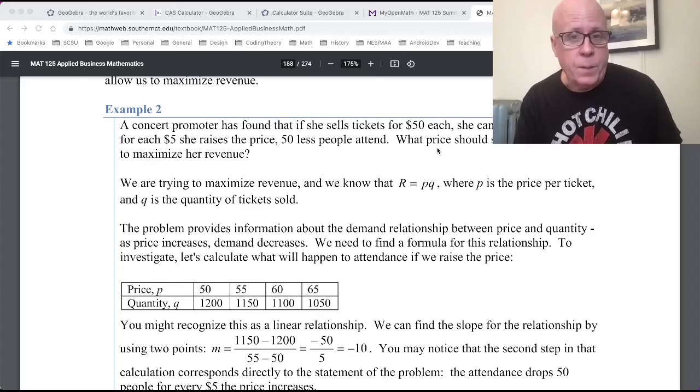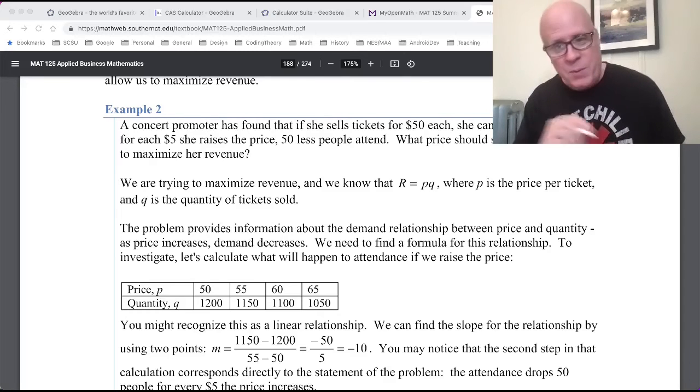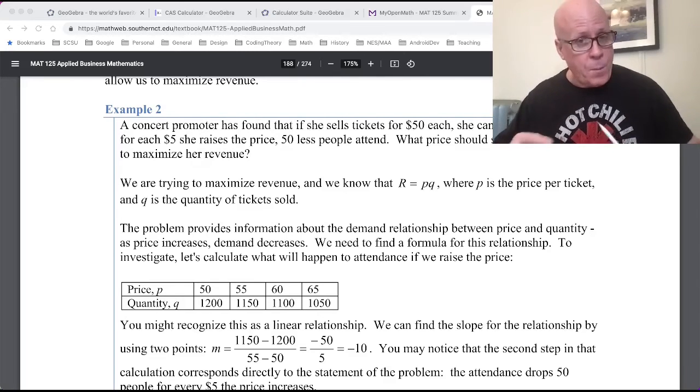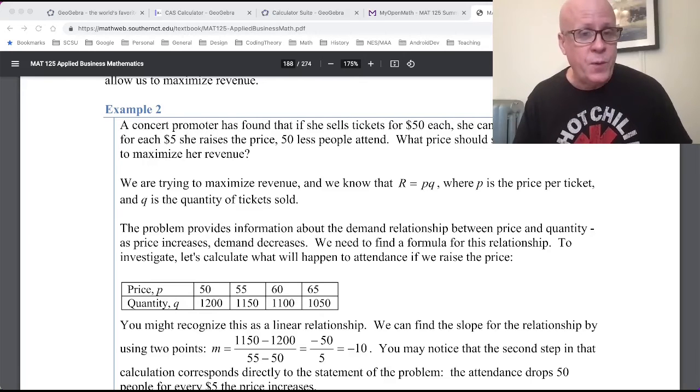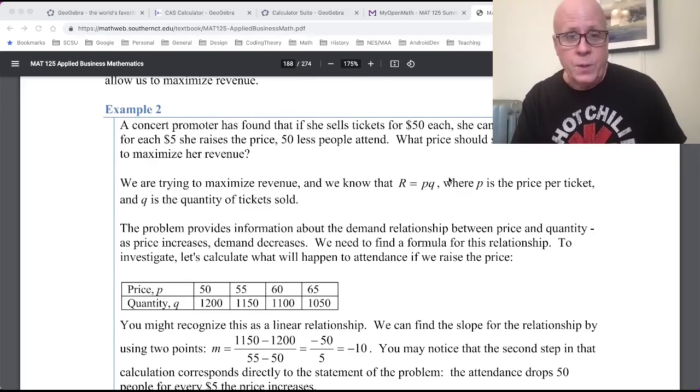Now, one thing to notice is that by changing the price to $55, you change the number of tickets sold to, instead of 1,200, 1,150. But 55 times 1,150 is a larger number than 50 times 1,200. In other words, you made more money even though you sold fewer tickets, because the tickets you sold were at a higher price. So it's not unreasonable to raise this price some. Don't necessarily fill the hall, but make more money per ticket.